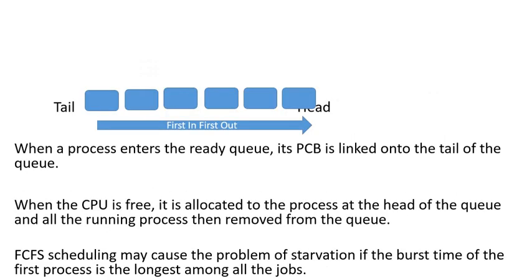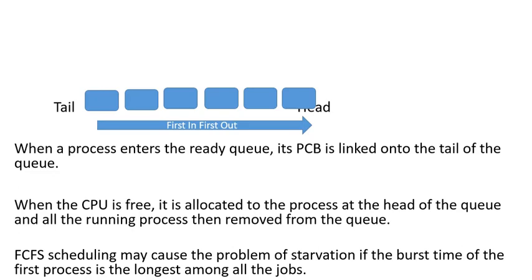Now just try to understand. As I told you, it's a queue. It has a tail and it has a head. When a process enters the ready queue, the PCB is linked to the tail of the queue, meaning a new process will join at the end of the queue. And when the CPU is free, the process at the head of the queue is allocated the CPU, and that running process is then removed from the queue.